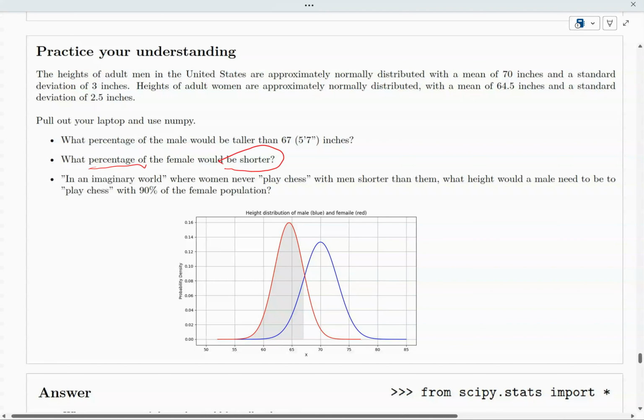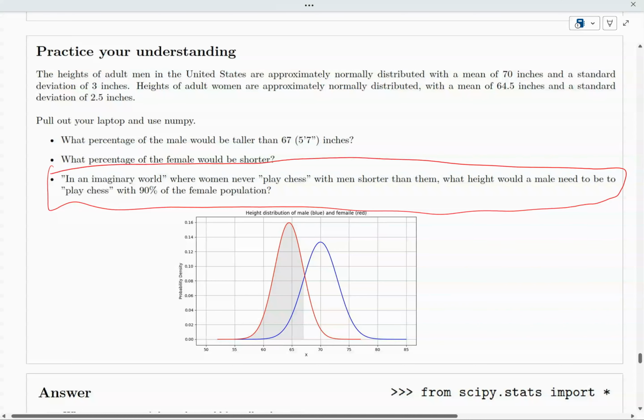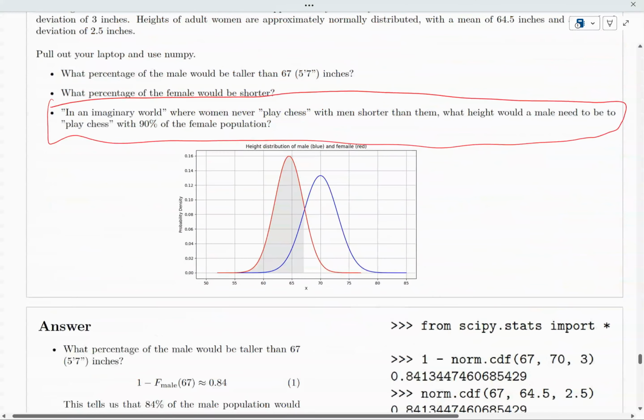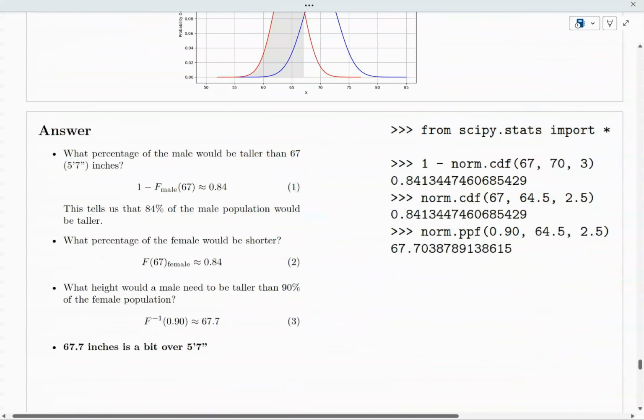Now another one. In an imaginary world where a woman would never play chess with men shorter than them, what height would men need to be to play chess with 90% of the female population? This is more complicated. You have to think through how you would solve this problem. Pause the video, because I have the solution here.